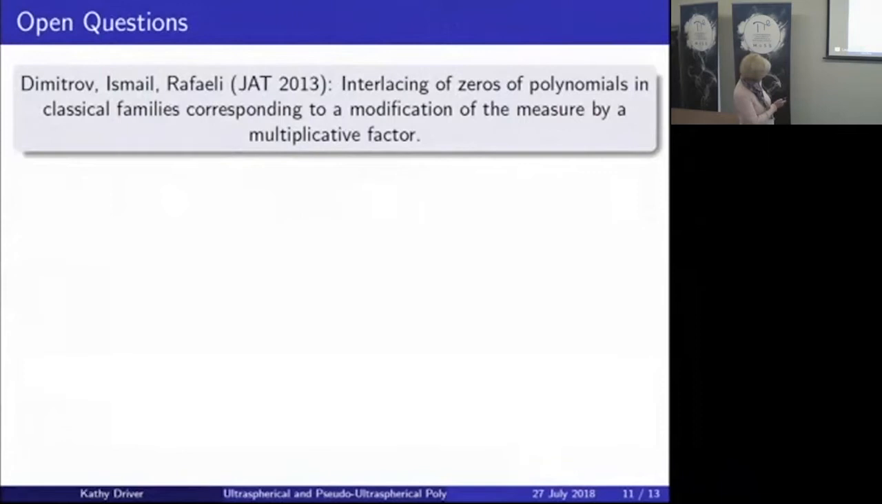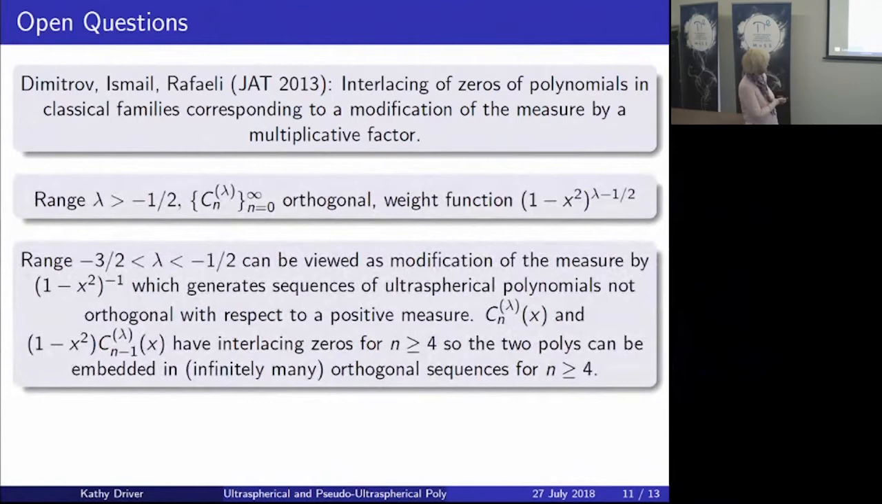This is the extension also of a result of Dimitar Dimitrov and Murad Ismail and Rafael in 2013, that when you change the value lambda, remember the weight function is 1 minus x squared to the lambda minus a half. If you mess with lambda, you're changing the weight function. And they looked at this whole idea of interlacing of zeros and how it breaks down as a property of modification of the measure with the weight function. Okay, so that's a way of doing that. And we can view it in that way. This is just a summary of the situation that we have.